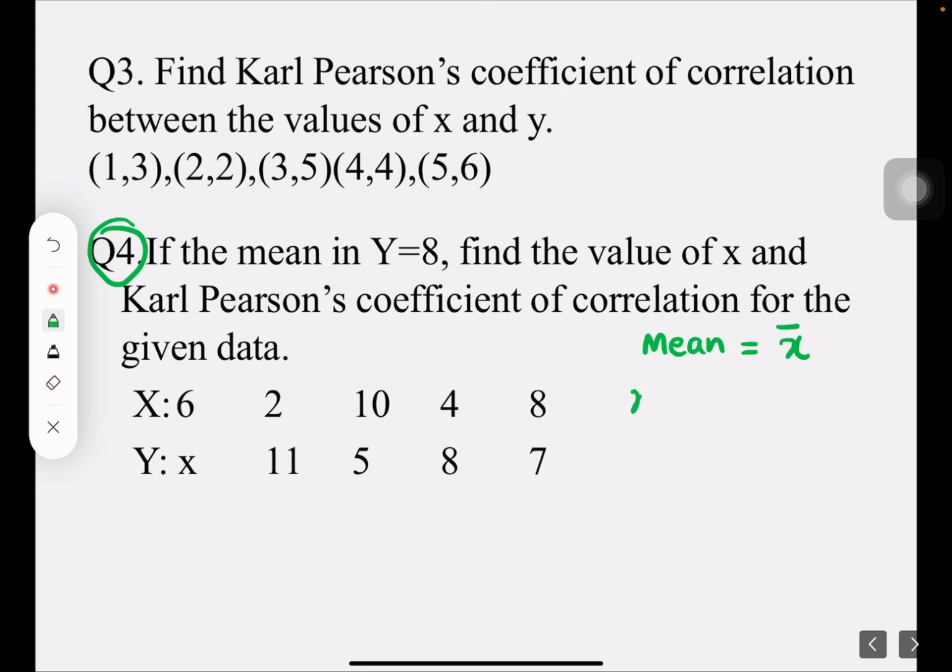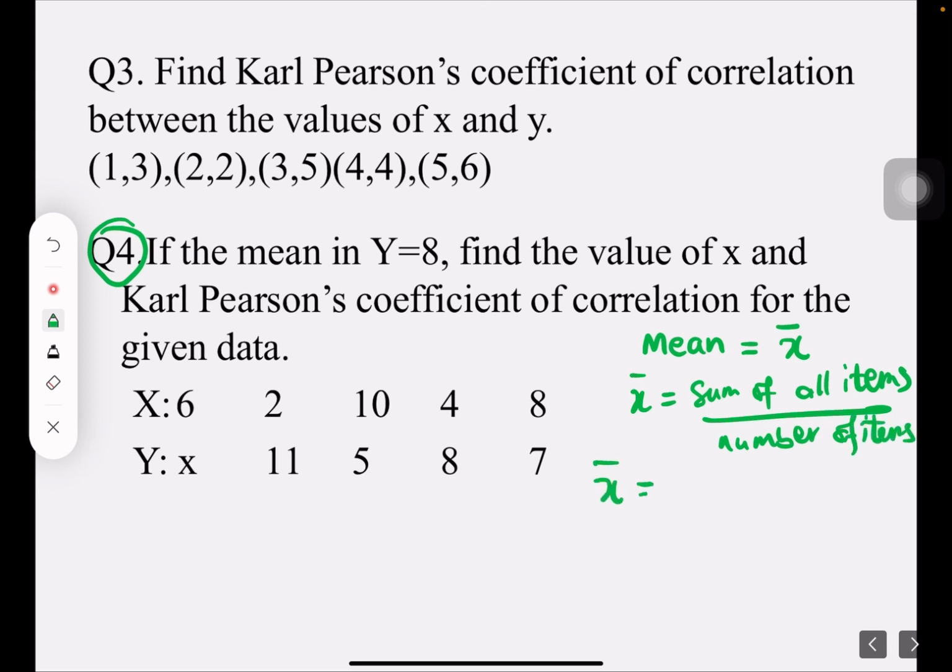So if you want to find the mean, it means the sum of all items divided by the number of items. So if I represent this in a formula, x bar, which means your mean, is equal to the summation, which in math is denoted by sigma, of all x items divided by the number of items, which is small n, right?